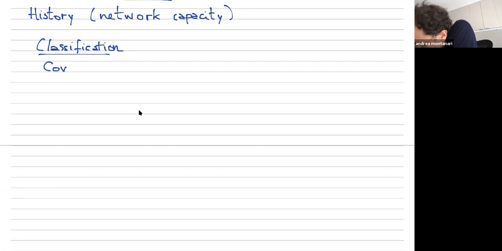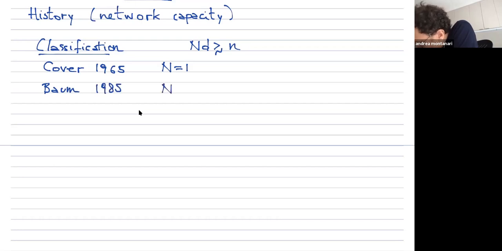The first paper to mention is Cover 1965, which basically solved the case N equal 1, so only one neuron. And then the case of general N. Let me mention there is an obvious lower bound: you need the number of parameters to be larger than the number of equations. So the question is really whether this lower bound is tight or not. Cover proved that in the case N equal 1, and Baum in 1985 proved this is the case for general N.